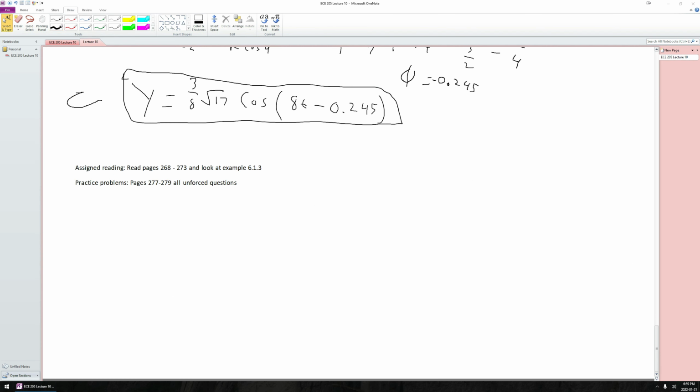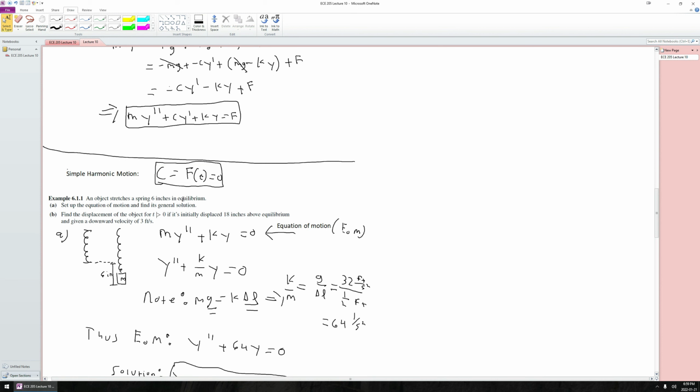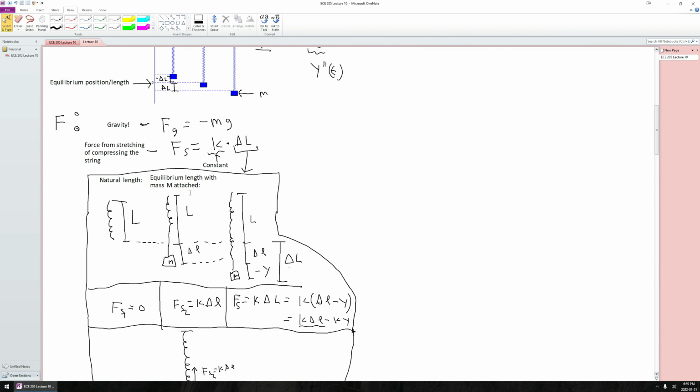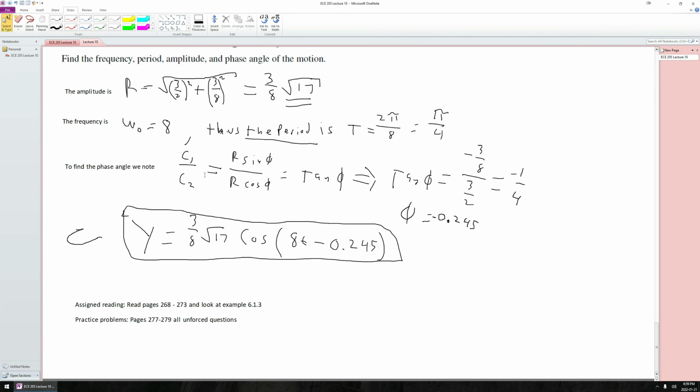Okay, so for this section, your assigned reading is to read pages 268 to 273, and to look at example 6.1.3. Okay, so this is basically what we covered here in the second half, talking about the simple harmonic motion stuff. They give a slightly different derivation, so if you find it useful to see a different way of approaching things, albeit quite similar, you can check that out. And then for practice problems, look at all of the unforced questions. Again, you don't have to look at all of them, but that's just what's recommended here.